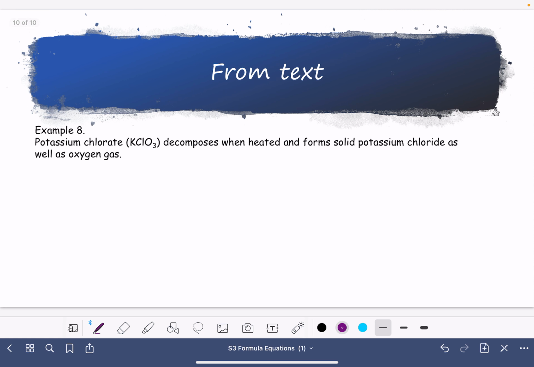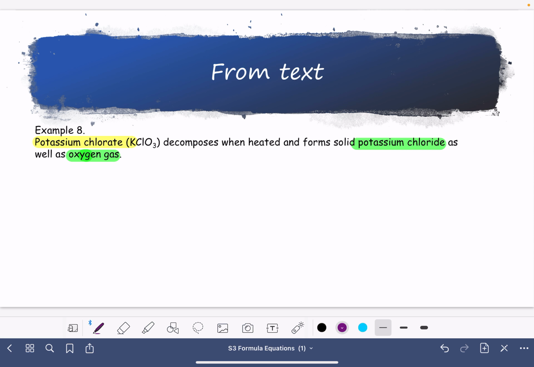Okay, our final example then. In this example, we've got a new chemical called potassium chlorate, and we've been given the formula. Again, if you're ever given the formula, that just means that you wouldn't be expected to work it out from the name. So potassium chlorate decomposes. Decomposes means breaks up, when heated. So potassium chlorate must be our reactant, and it forms solid potassium chloride as well as oxygen gas.